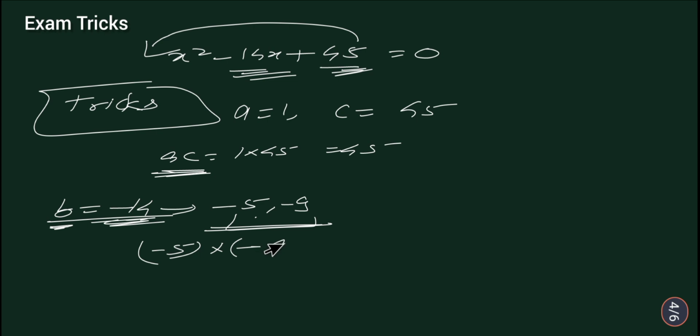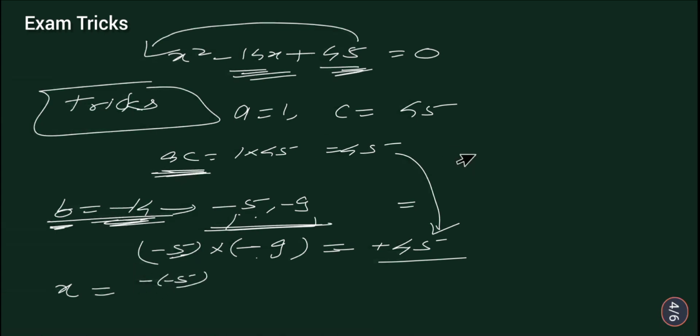Minus 5 into minus 9, that is minus into minus, which is plus, and 5 into 9 is 45. It is equal to the AC, right? So our answer should be: here, minus 5, you have to change the sign, that is minus of minus 5. Just here in this case you have to change the negative sign to positive sign and positive sign to negative sign. Means just change the sign and the numerical values should be the same, right?